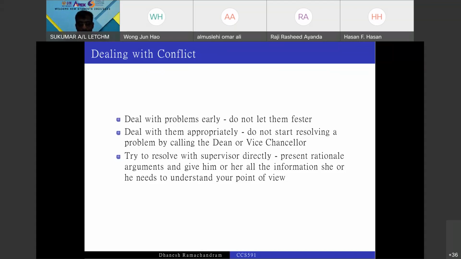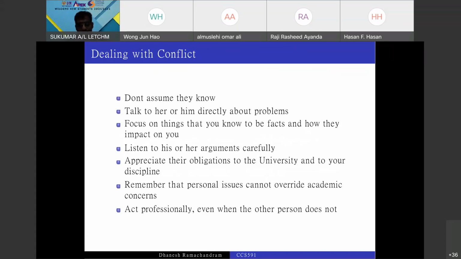Okay, no problem. Try to resolve it with the supervisor directly. That's the best way, because they are human. They also want to be nice to you unless they don't understand what the problem is. Present a rational argument and give him or her all the information they need to understand your point of view. Don't go every time with an excuse. Before you go and meet, you already have your progress. You have in your hand what you did for the last 2 hours. That will help your conversation.